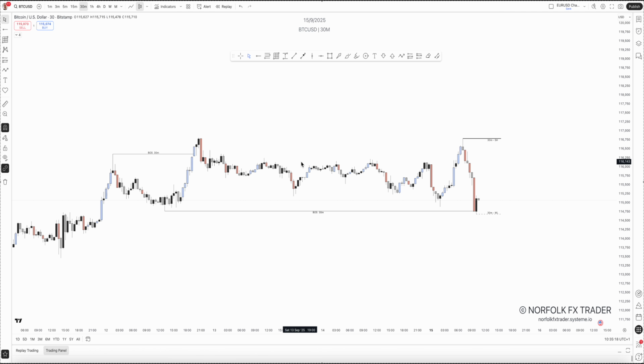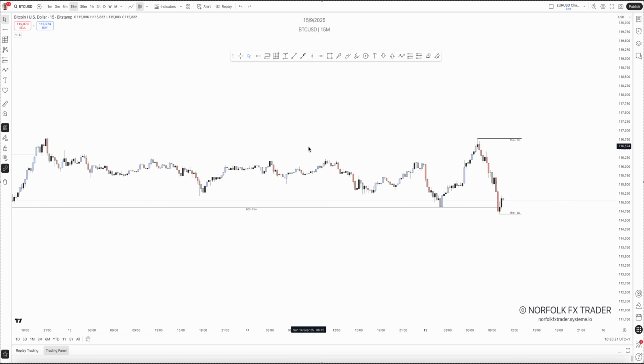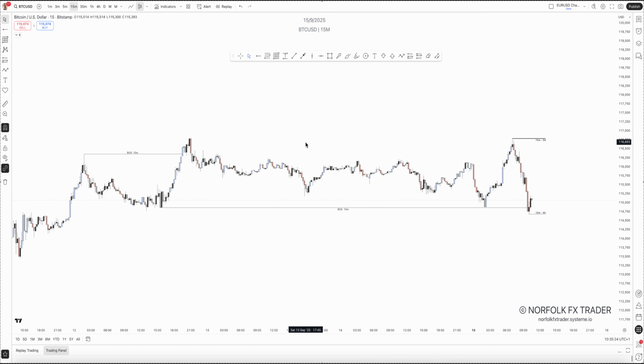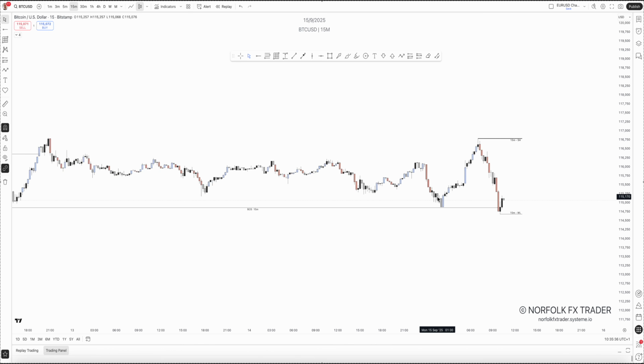So now let's go further, and we'll go to a 15-minute. And again, we see the same thing. So everything from the 15 to the 1 hour is aligned. We are bearish. We've just closed through the structure on every single time frame. So we have a bearish bias to the downside. We've now created a weak low on this 15-minute.